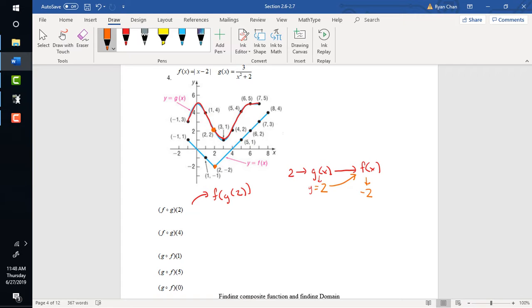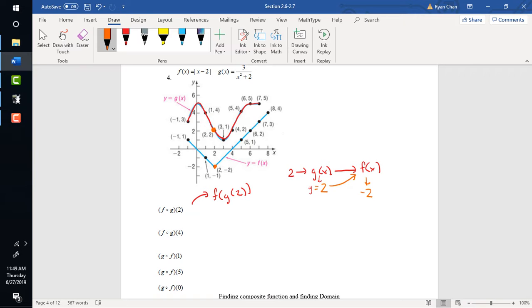Remember, your output is your y. Your input's your x, your output's your y. Remember that from the very first lesson we just did in class. Input's your x, output's your y. So I input into my g of x, I got a y of 2. That 2 now becomes my new input for f of x. I plug that in, I get negative 2.